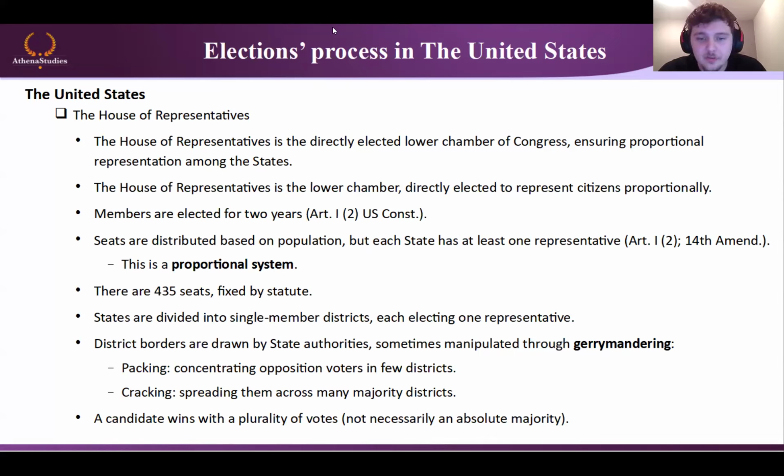District borders are drawn by state authorities, sometimes manipulated through gerrymandering. I hope I pronounced that right. I've never heard this word pronounced, so I'm the first one to say it here. There are two ways to do that: either packing, so concentrating opposition voters in a few districts, or cracking, so spreading them across many majority districts. A candidate doesn't necessarily win with an absolute majority, like we've seen with Trump, for example, but with a plurality of votes. That's very interesting, and also a way to learn and to be able to follow the US elections.